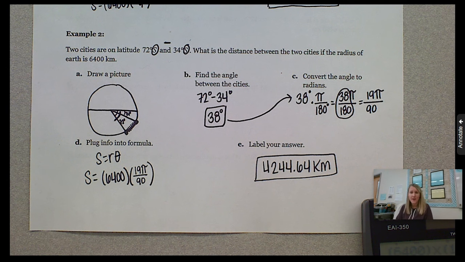So once again, drawing the picture was more just for the first few to visualize what's happening. But you should be able to find the angle between the cities, whether you're adding or subtracting, whether they're the same direction or opposite. You should be able to convert that to radians, and then you should be able to plug into that arc length formula. Give you a few more seconds just if you're catching up.